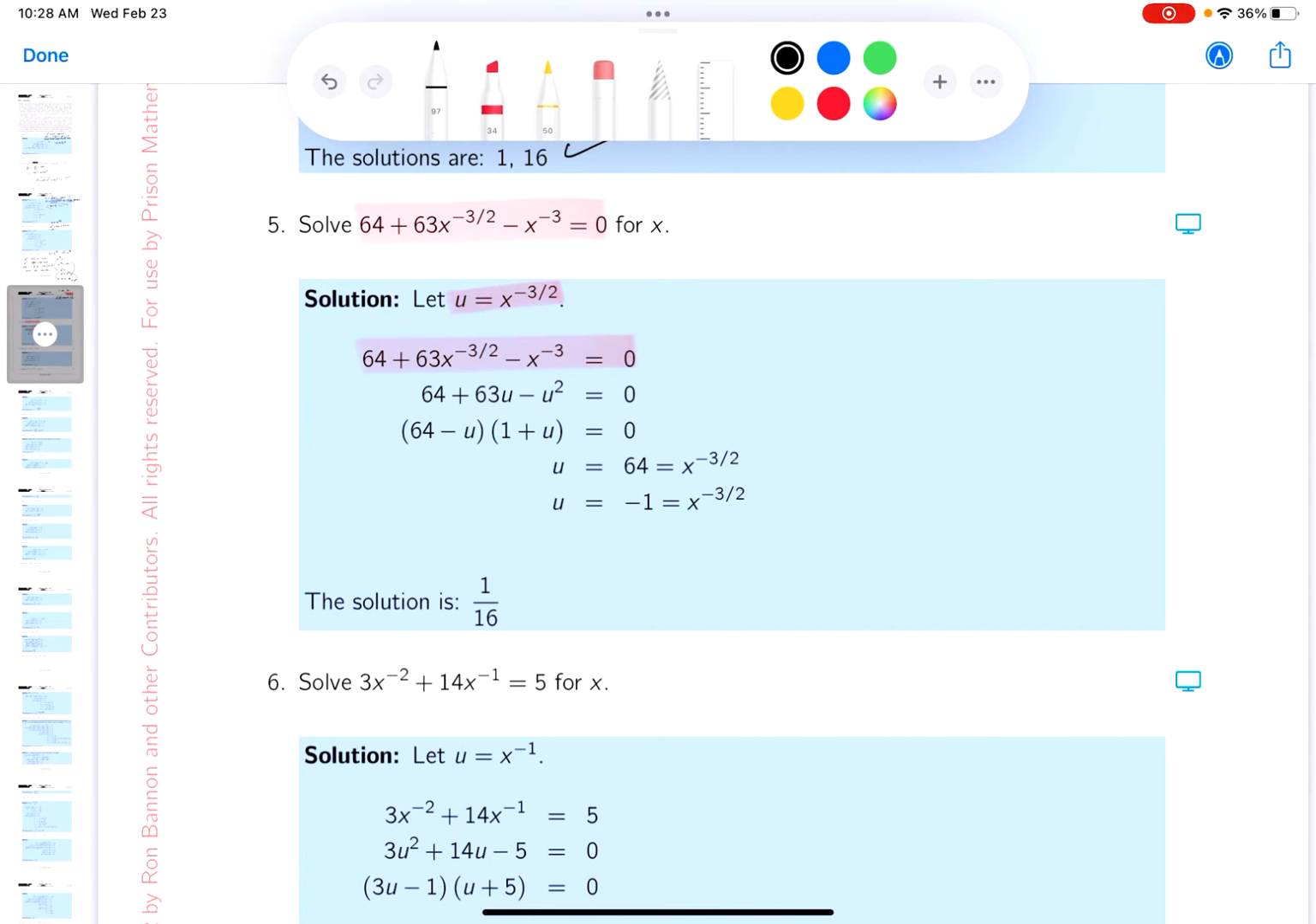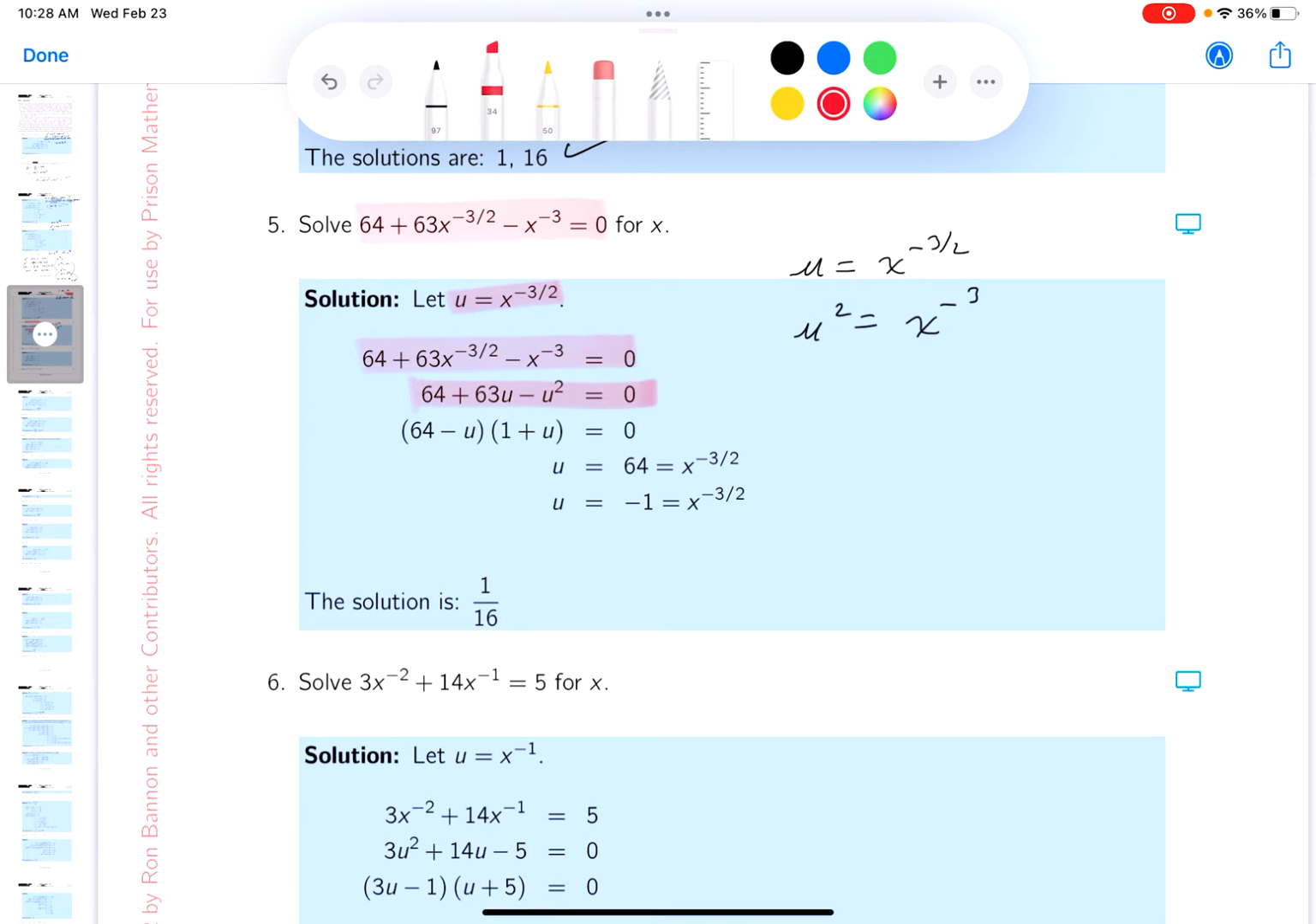So let me write down, if u is equal to x to the minus 3 halves, I'm wondering how that's related to the minus 3. Well, that means u squared would equal x to the minus 3, all right? So that's why I did that substitution. And what would you get? You get the next line, which is this line right over here.